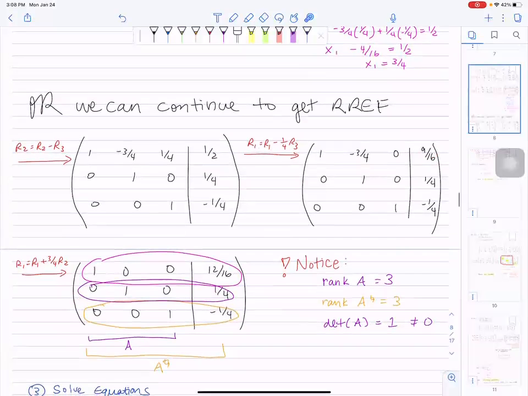And then you do another row reduction. So row 1 is row 1 plus 3/4 of row 2. And then it ends up simplifying to this. So it looks like the identity. The steps you're doing to row reduce, you have complete flexibility in choosing which row to reference.